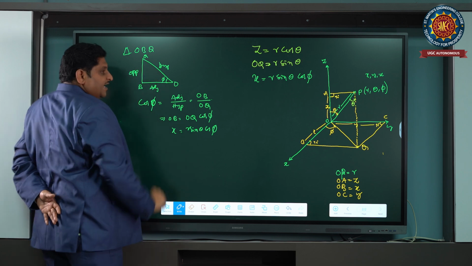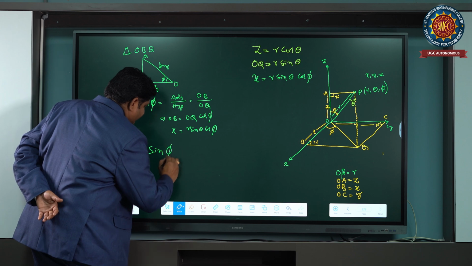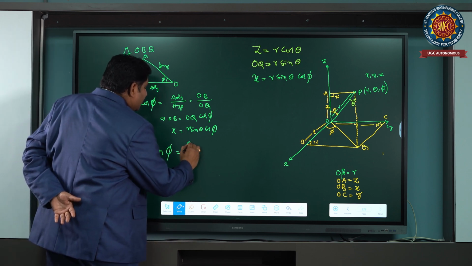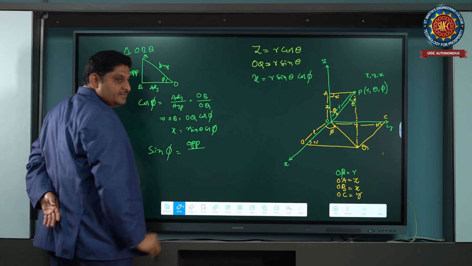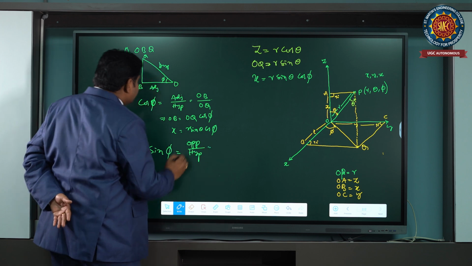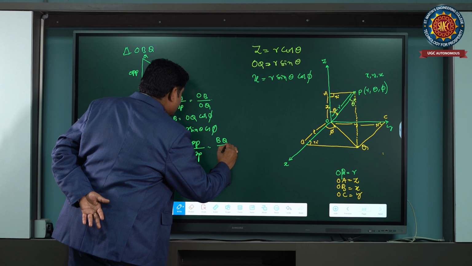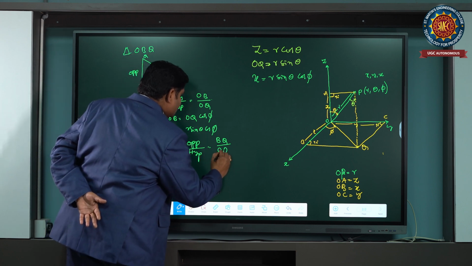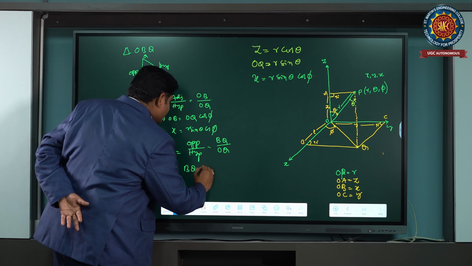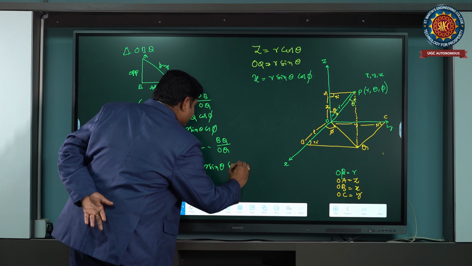From the same diagram, I can calculate sin phi. What is sin phi? Opposite side by the hypotenuse. What is the opposite side? QB or BQ by hypotenuse OQ. It means BQ is OQ sin phi, which is R sin theta sin phi.